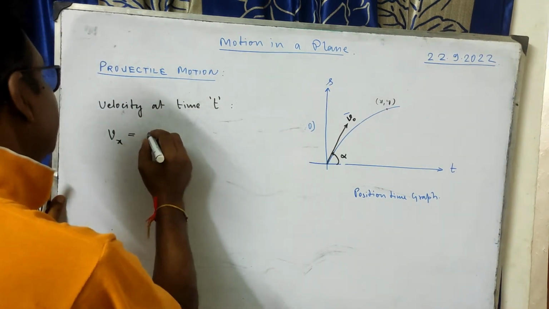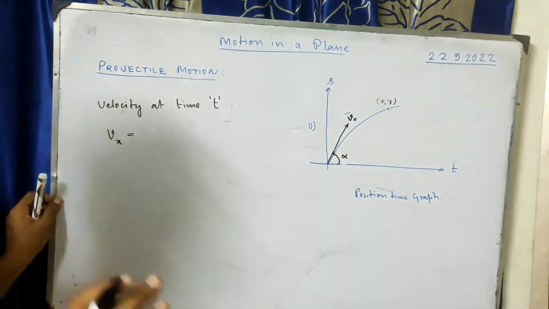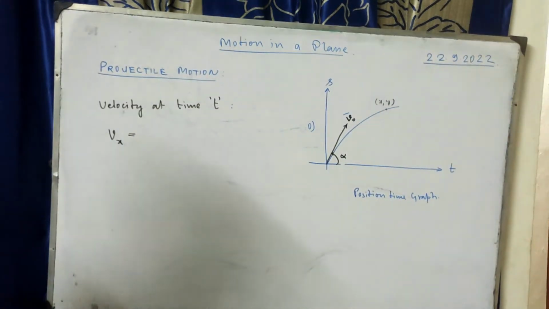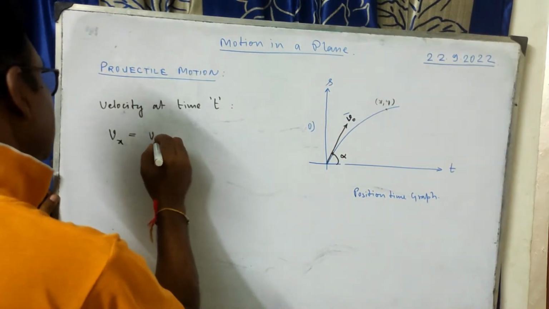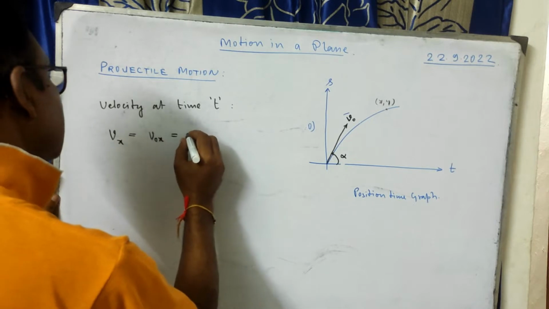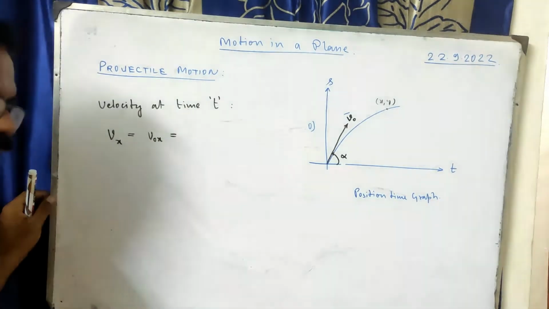So Vx will be what? Sorry, v is equal to u plus at. A is 0, so it will remain the same. So this will be V0x only. V0x, that will be what? Are you getting my point or not?